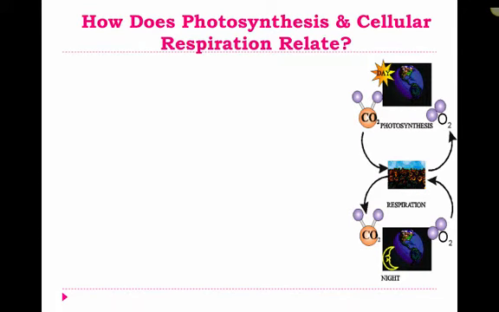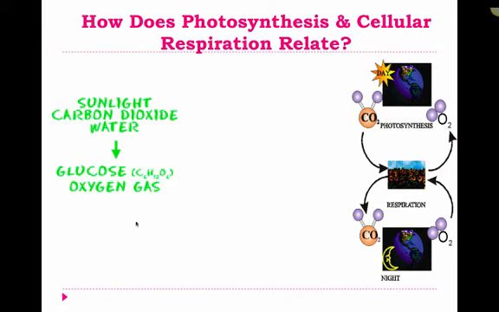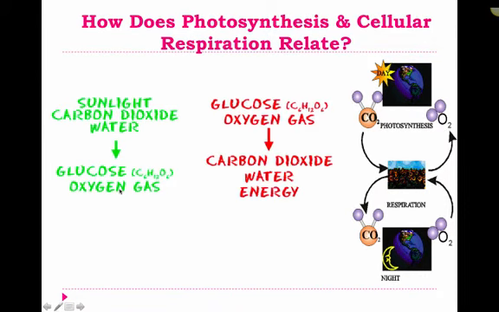So how does photosynthesis and cellular respiration relate? Well, in photosynthesis, sunlight, carbon dioxide, and water are taken in, and as a result, I get glucose or sugar and oxygen gas. In cellular respiration, glucose and oxygen gas are taken in, and carbon dioxide, water, and energy are given off. Notice they're exactly opposite of each other.